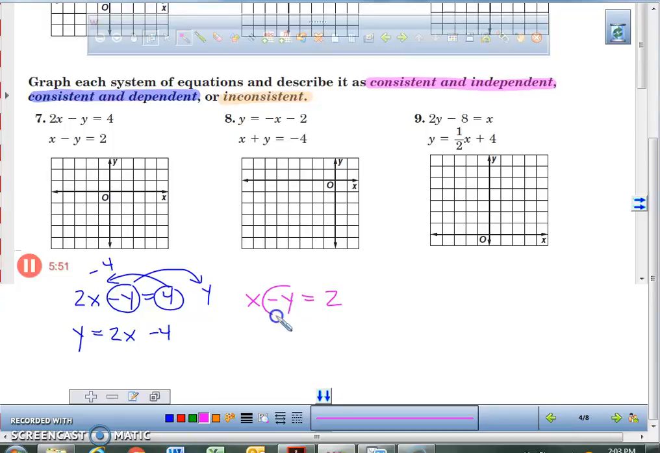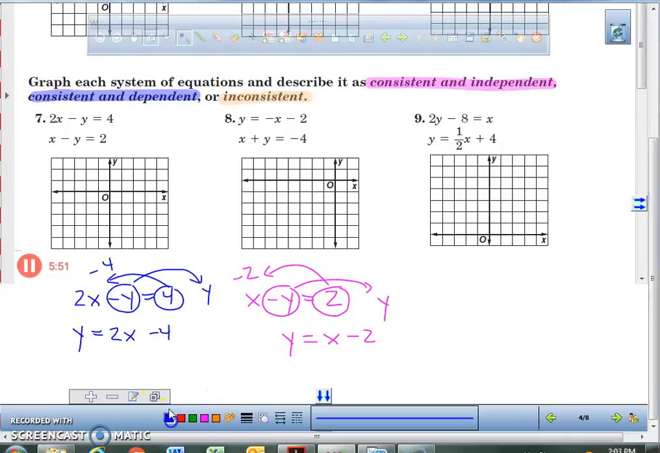Jordan, would do the same way on this one? Go for it. Alright, we take this negative y, what do we do? Throw it over here, get a positive y. Take this 2 over here, what do we do? Throw it over here, make it a negative 2. We have y equals x minus 2. So if you don't like that method, that's okay. Do it however you feel like it. Just make sure it's right.